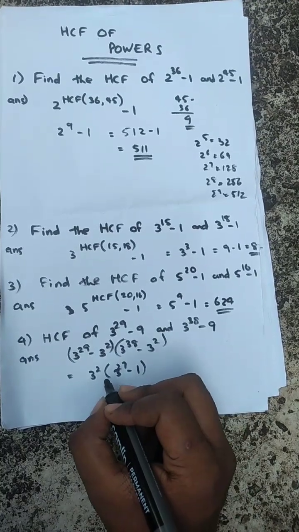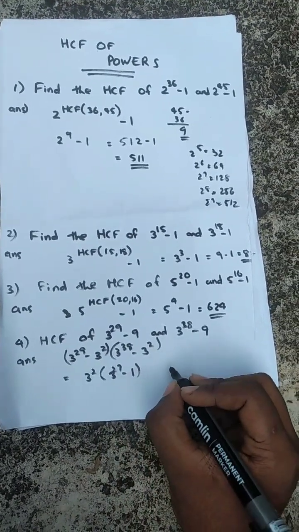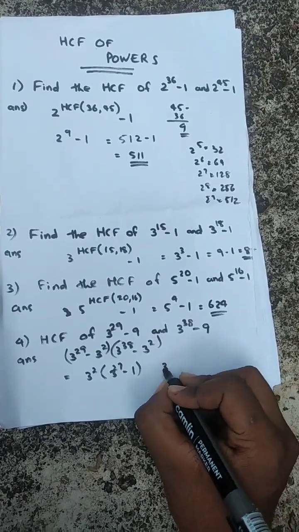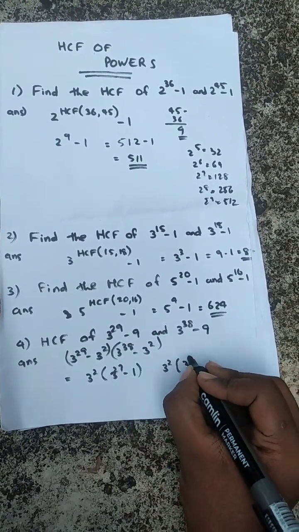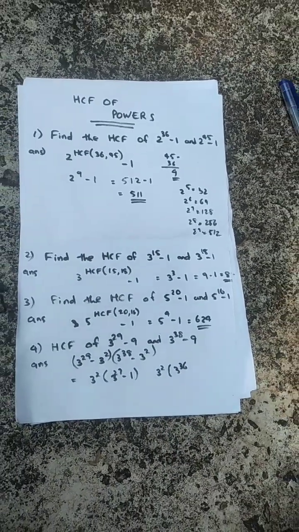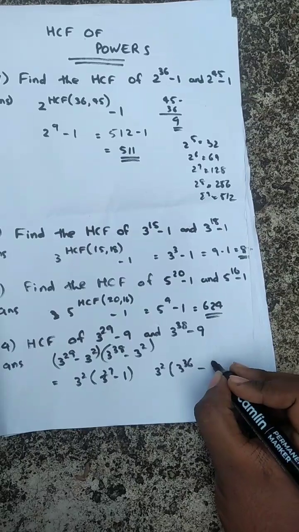Because you are taking 9 from it, 3 square into 1 would be 3 square, which is 9. And from 3 raised to 38, 3 square is taken from it. So when 3 square is taken out, it would be left with 3 raised to 36. From 38, we are taking 2 out of it. So 3 raised to 36 minus 1.